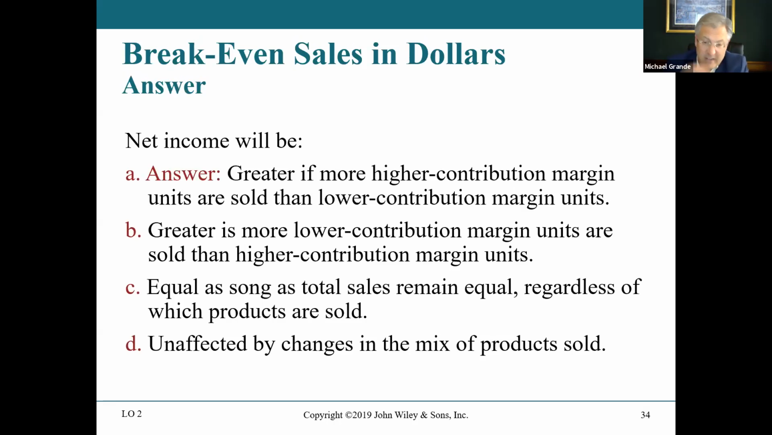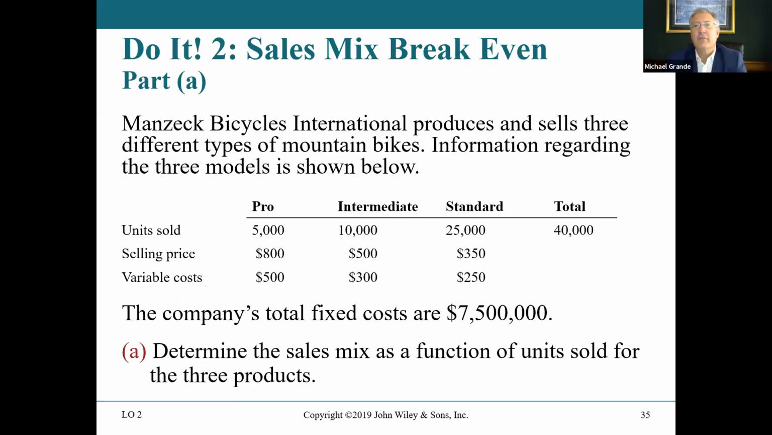So we have another example. Bicycles International produces and sells 3 different types of mountain bikes: the Pro, the Intermediate, and the Standard. They sell a total of 40,000 bikes, but you can see it's widely varied. They sell the most of the Standard at 25,000 units. The selling price for each one of those bikes, you can see the variable cost for each one of them listed there as well. Company's total fixed cost is $7,500,000.